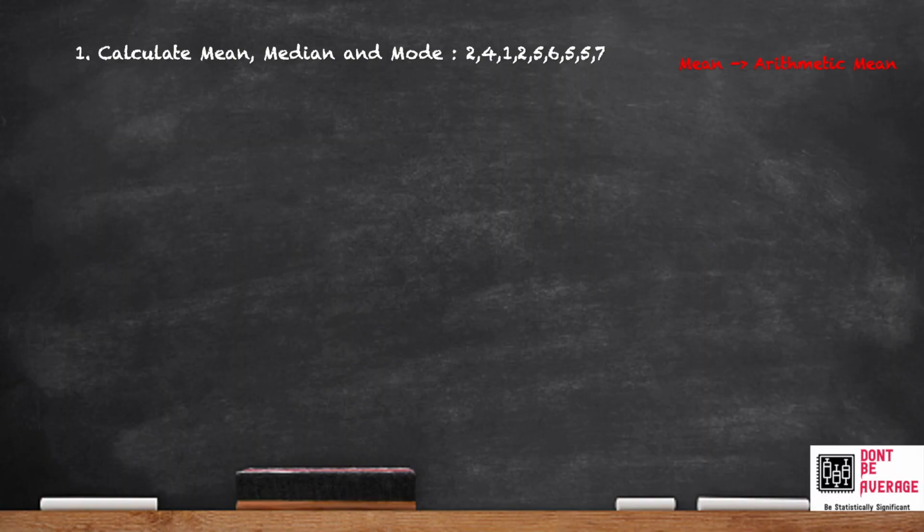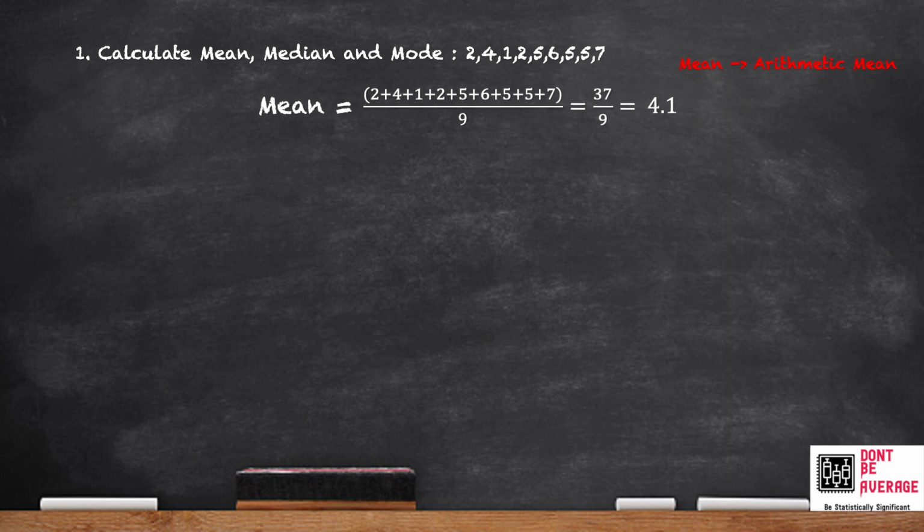Let's start with this example. Given these numbers, we are going to calculate their mean, median, and mode. To get the mean, we will add up all the numbers to get a total number, and then we will put this total number in the numerator. For the denominator, we will count how many numbers are there. We have 9 numbers here, and I have added up all these numbers in the numerator. So my mean is 37 divided by 9, which is 4.1.